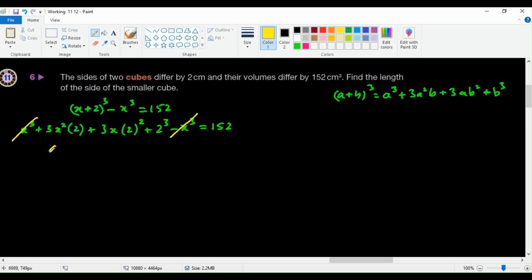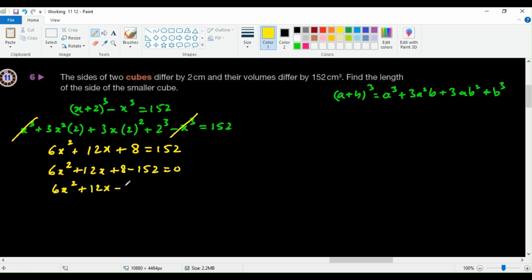Now here, 3 times 2 is 6, so 6x², and plus this is actually a 4, so 4 times 3 is 12x, and plus this is going to give us an 8, equals 152. Now this is going to give us 6x² plus 12x plus 8 minus 152 equals 0. So this gives us 6x² plus 12x minus 144 equals 0.